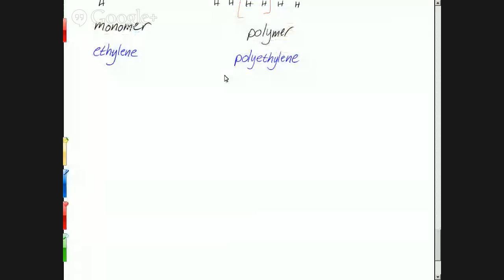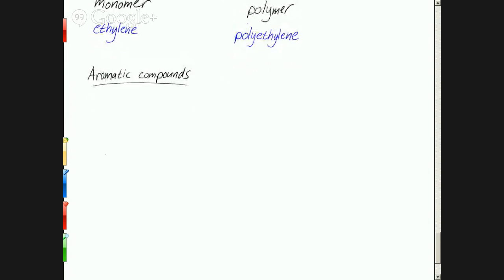Okay. The last thing I want to talk about is this class of compounds known as aromatic compounds. Now, aromatic kind of sounds like something to do with smell, and that's originally where this came from, but now it has a pretty different definition. Aromatic compounds are related to this one molecule that actually becomes very important.